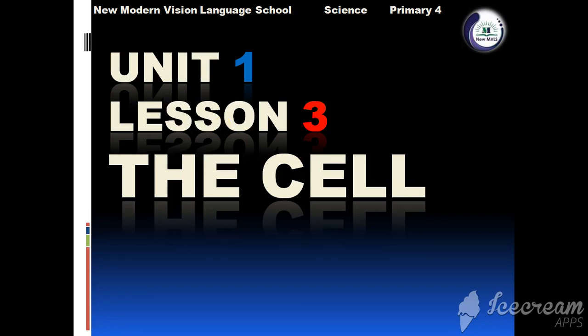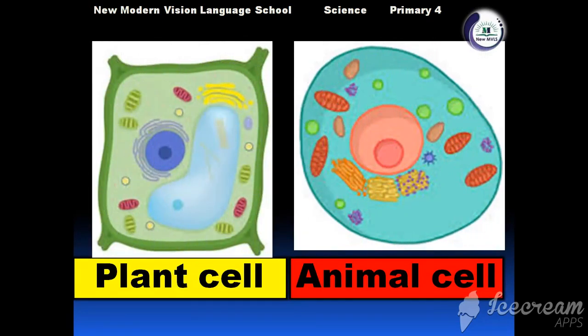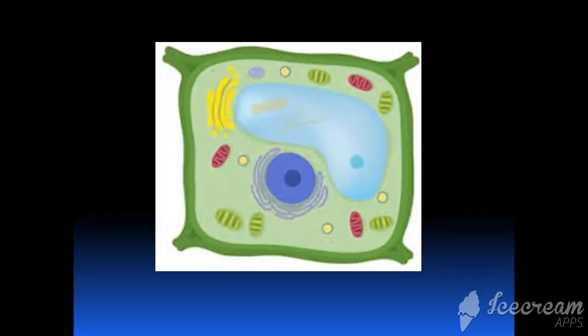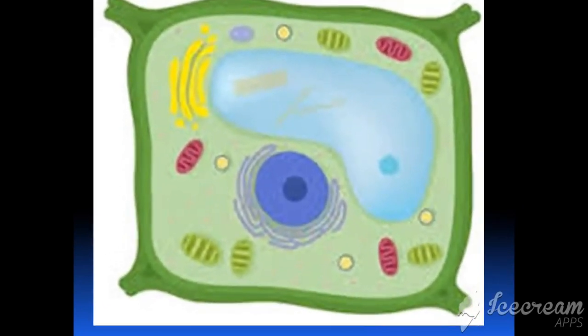We're still in Unit 1, Lesson 3, the cell. Last video we talked about plant and animal cells. So, let's start to know the difference between them. What is the plant cell? The plant cell is the smallest building unit of the plant body.